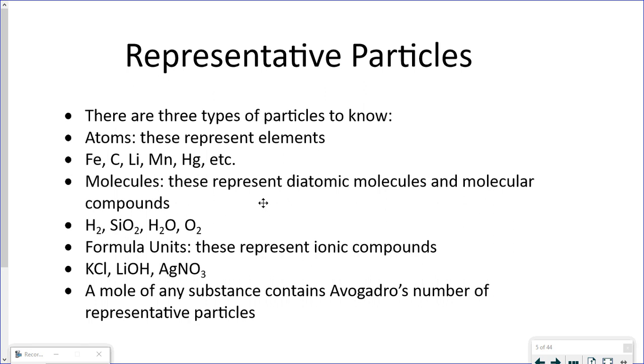If our representative particle is a formula unit, that means that this is some sort of ionic compound. So it could be potassium chloride, lithium hydroxide, or silver nitrate. No matter what type of particles we have, a mole of particles is always equal to Avogadro's number, so the 6.02 times 10 to the 23rd particles per mole.